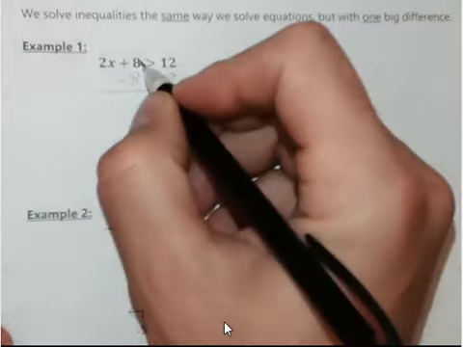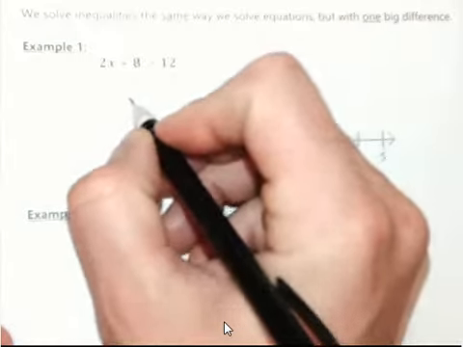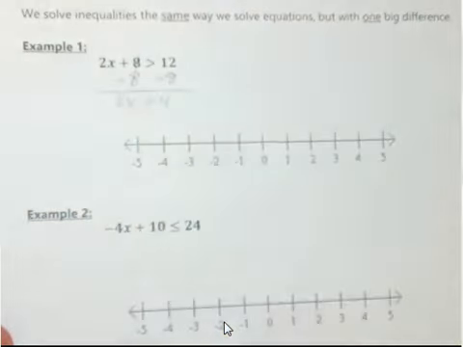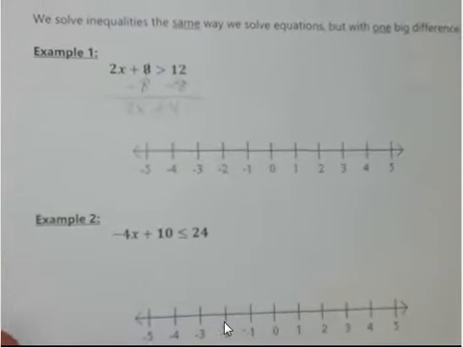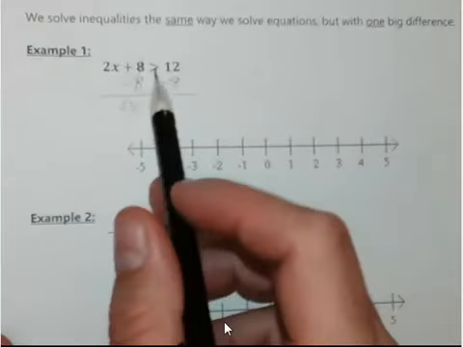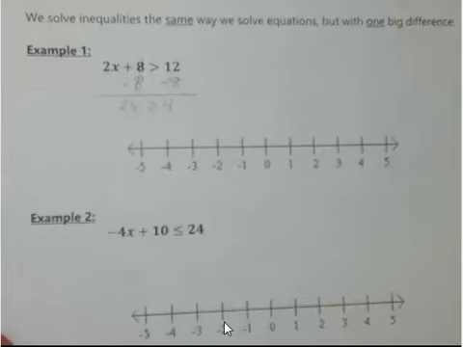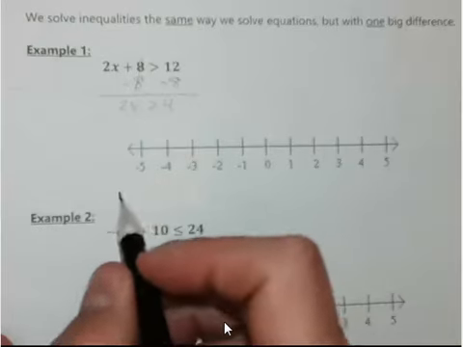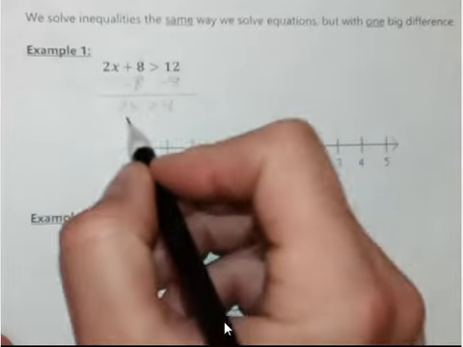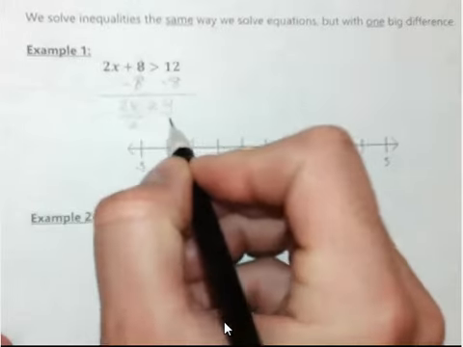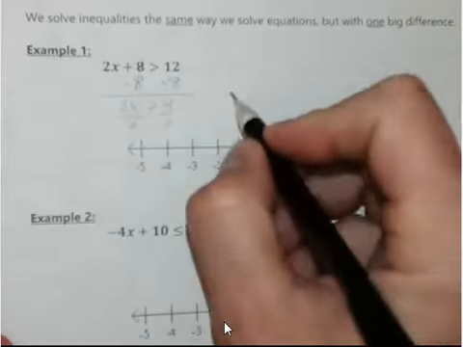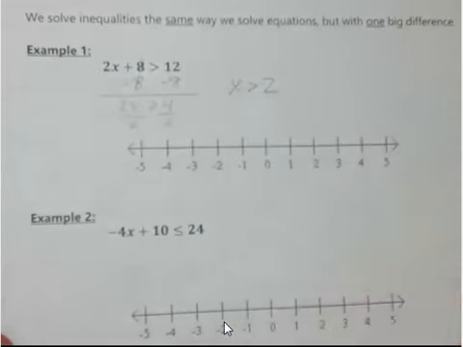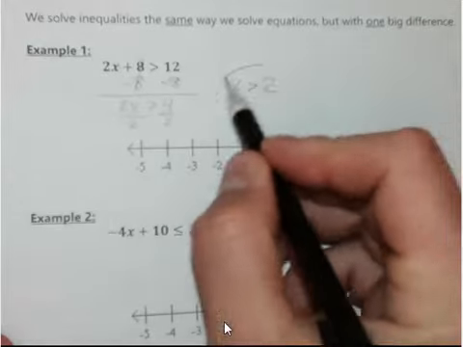When we do that, those cancel, and we're left with 2x is greater than 12 minus 8, which is 4. I solved that just like an equation, except instead of an equal sign, I have my inequality sign. Now we're left with a little one-step: 2x is greater than 4. This is 2 times x, so the opposite is division. Divide both sides by 2. So we're left with x is greater than 4 divided by 2, which is 2. X is greater than 2.